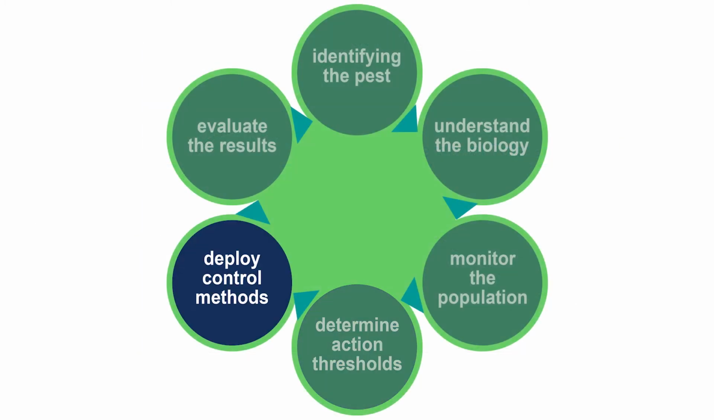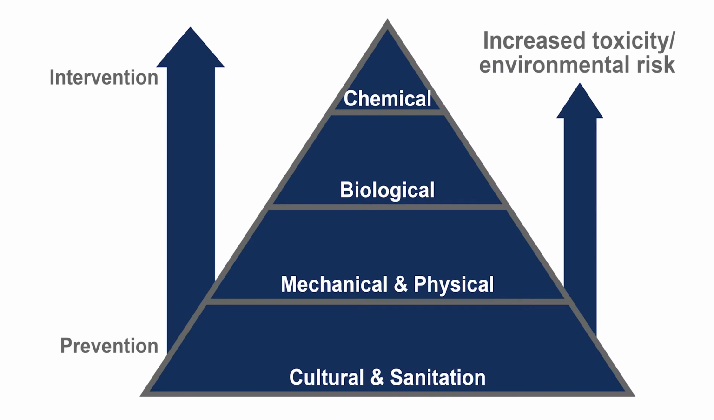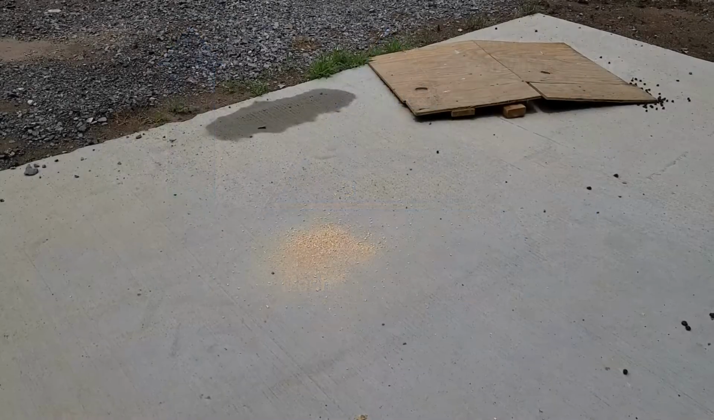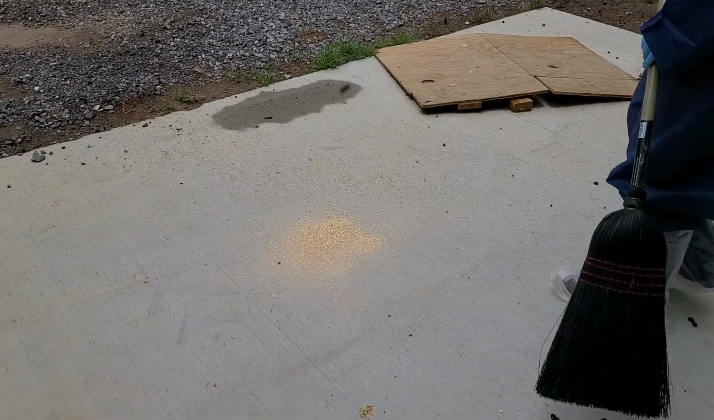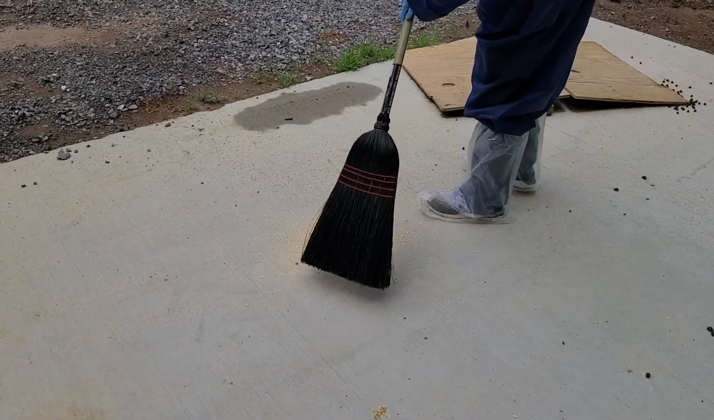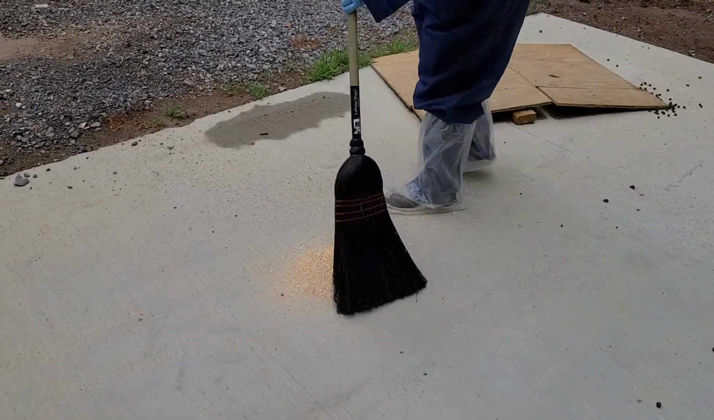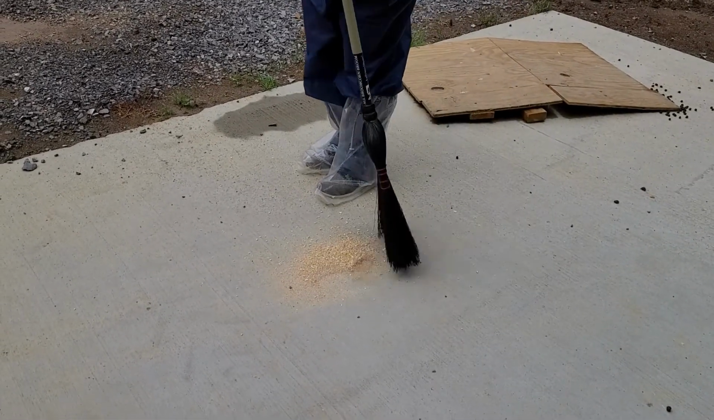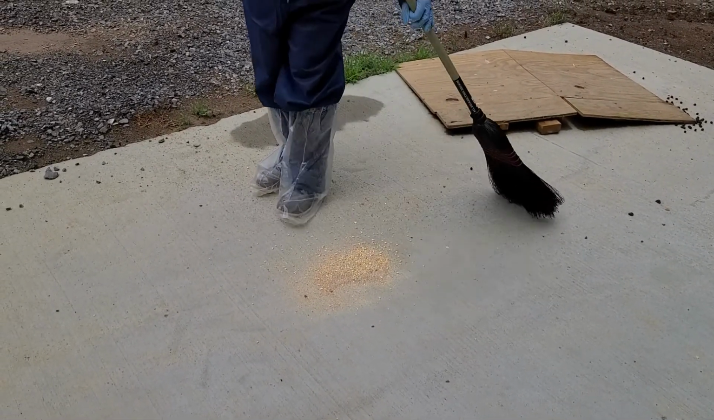Step 5 then is control. There are 4 categories of control methods in the IPM pyramid: cultural control and sanitation, mechanical and physical control, biological control, and chemical control. With an IPM plan, you use several methods of control to reduce pest populations. Focus most of your effort on cultural control and sanitation to prevent pest problems and avoid the need for further intervention. Basically, this is keeping the facility clean and dry.